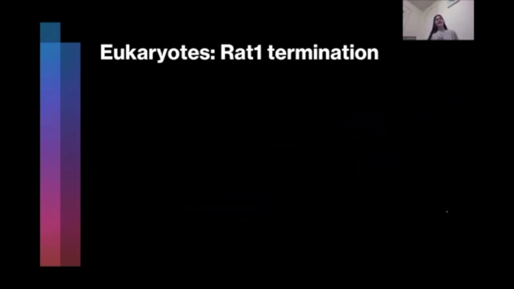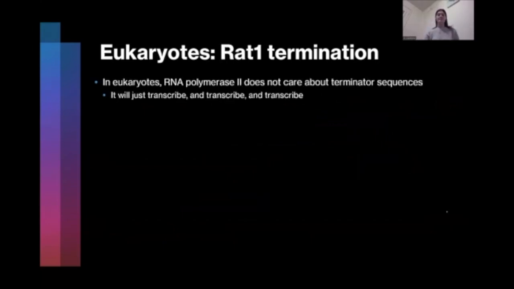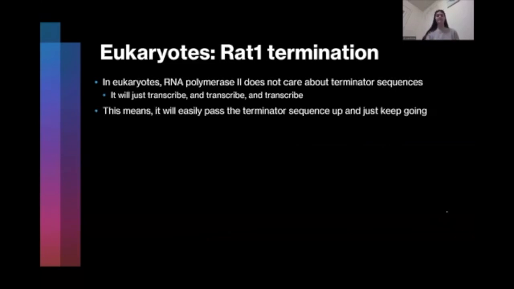Now let's talk about eukaryotes. Eukaryotes have Rat1 termination. In eukaryotes, RNA polymerase 2 is a little bit special, and it does not care about termination sequences at all. It'll go up to it, it'll transcribe everything before, it'll transcribe the termination sequence, it'll transcribe afterwards. It doesn't care, it doesn't notice. It'll just transcribe and transcribe and transcribe.